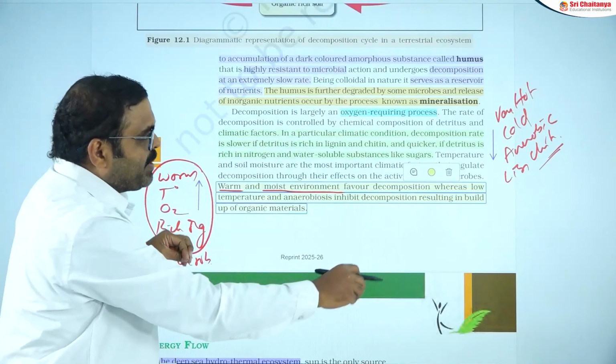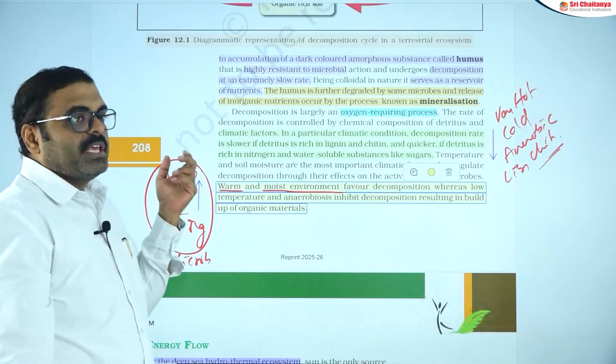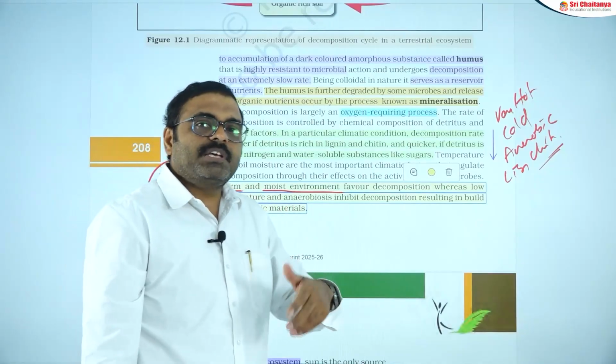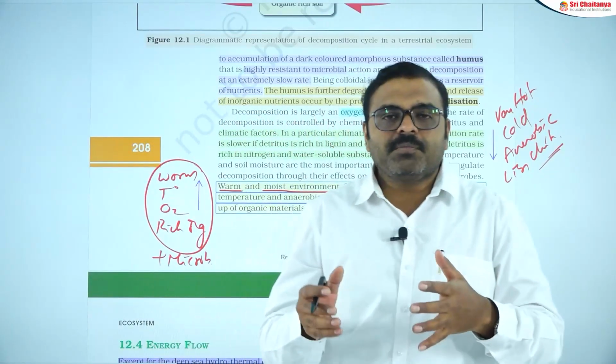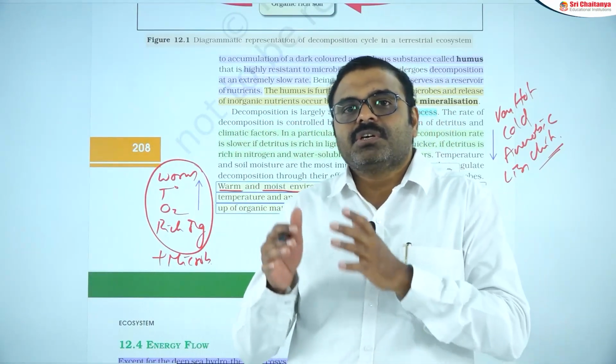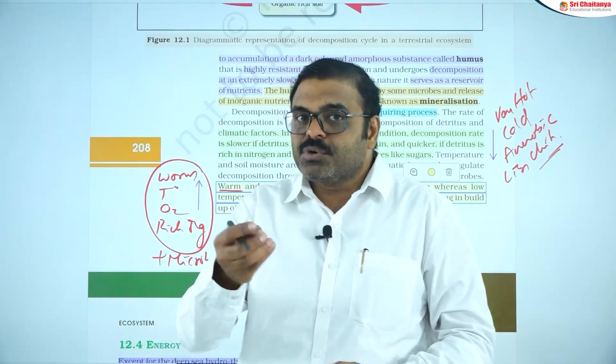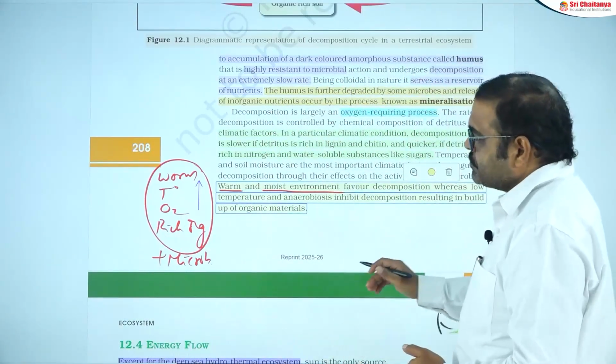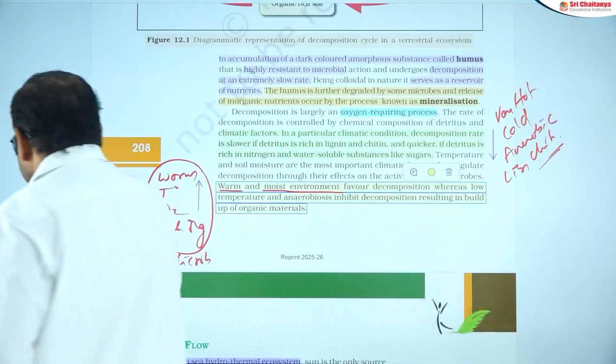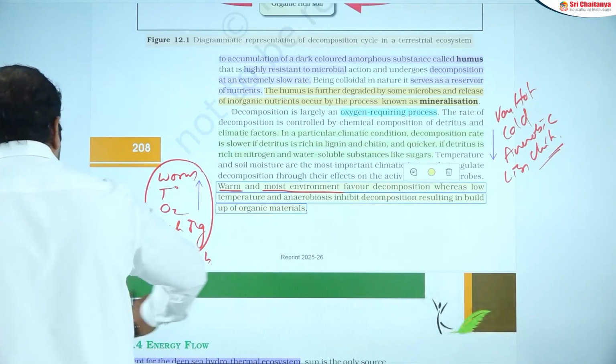If decomposition favorability is much higher, fast decomposition can convert rich organic matter into inorganic matter, which facilitates the plant's growth in an efficient way. Then next one is energy flow.